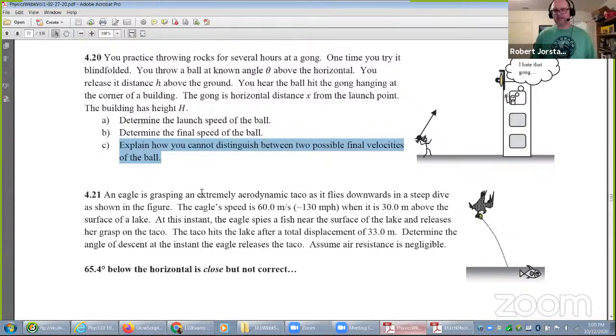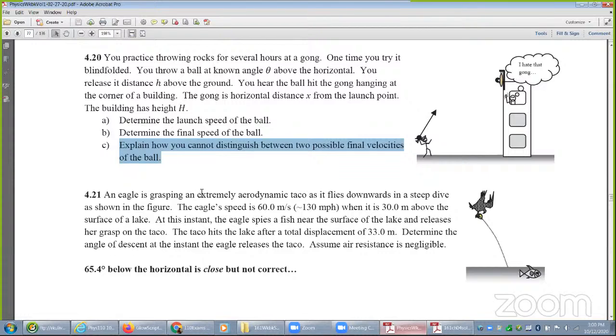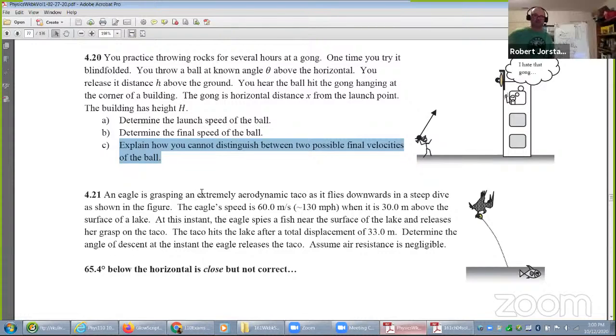Exactly. Of course, why can't he just look at it? Or she? Oh, that damn blindfold. So that was the purpose of the blindfold: if you can't look at it, you can't know whether it's on its way up or on its way down as it hits the gong. So Jake, great answer, by the way. Good job. If it's on its way up, you know v final y would be positive. If it was on its way down, v final y would be negative.